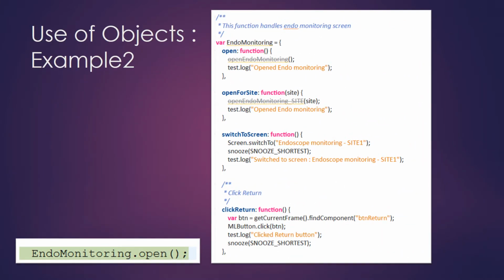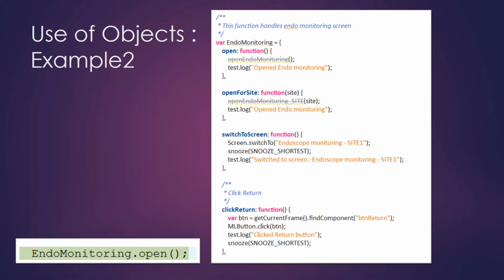Hey, this is the most important part of this tutorial. In our test automation framework, we use the concept of objects to group functions together. For example, I have a screen called Endo Monitoring in my application. I put all my functions related to this screen into a single object called Endo Monitoring. This will make it easy for me to call these reusable functions in my scripts.